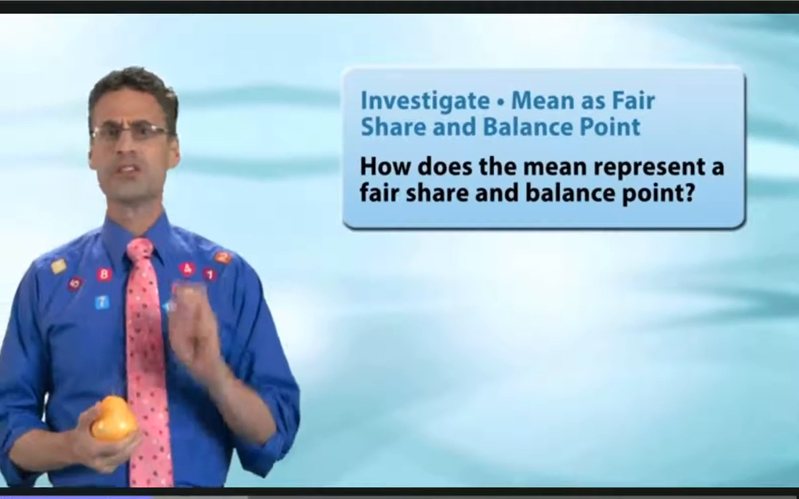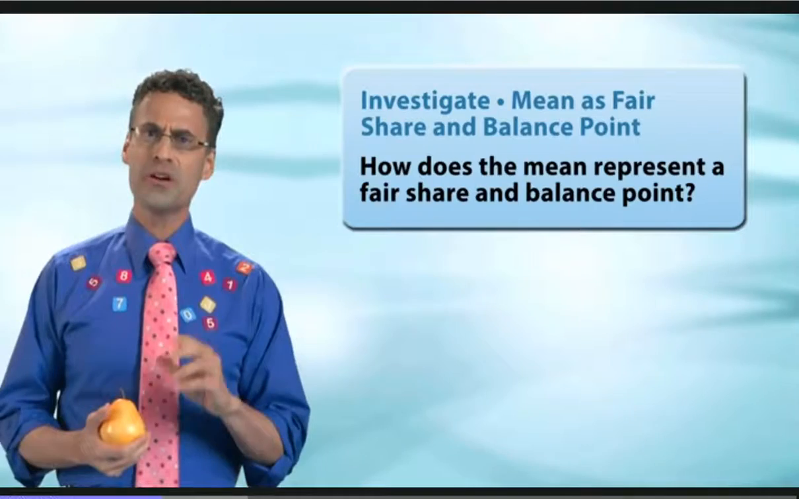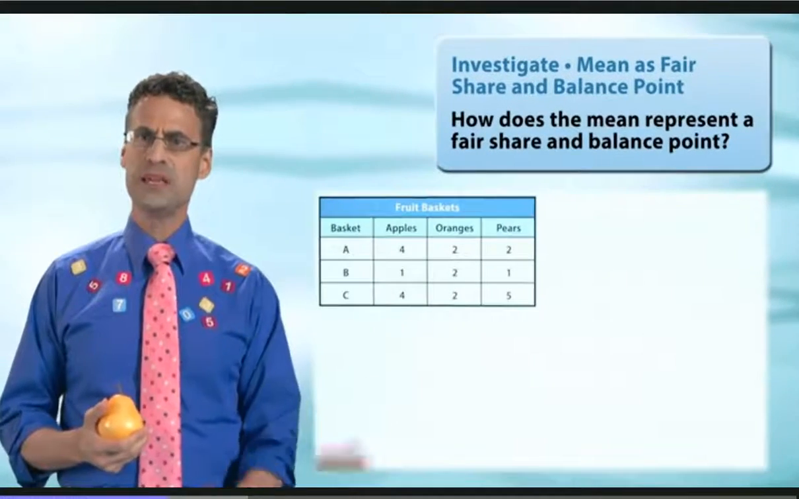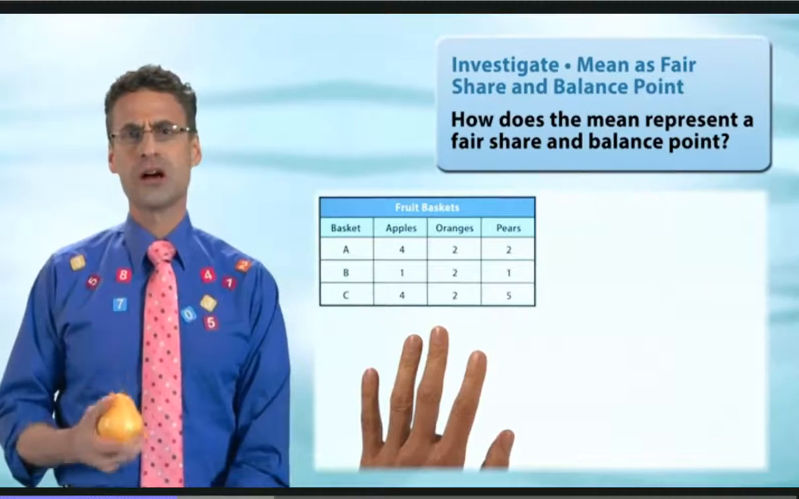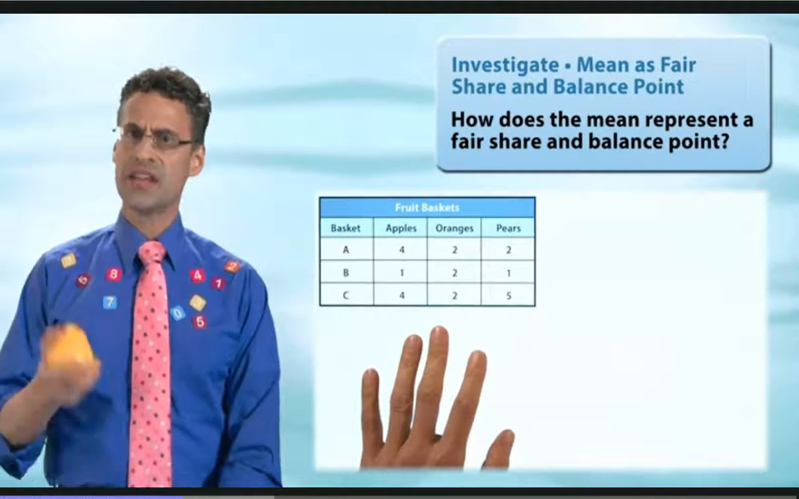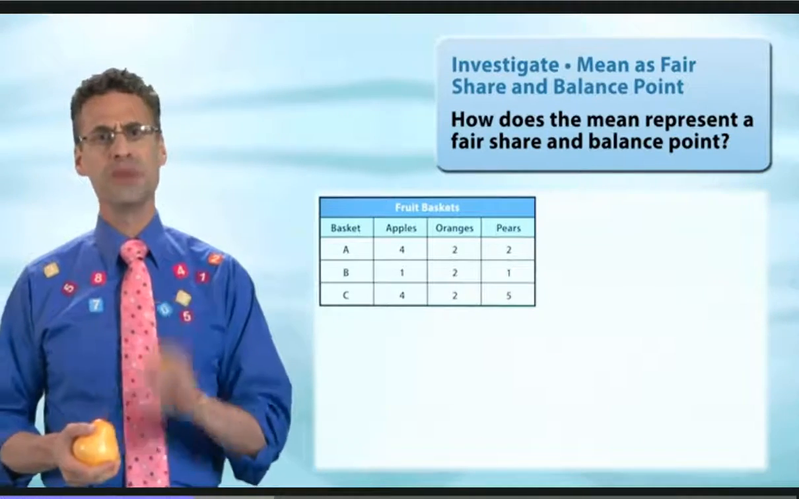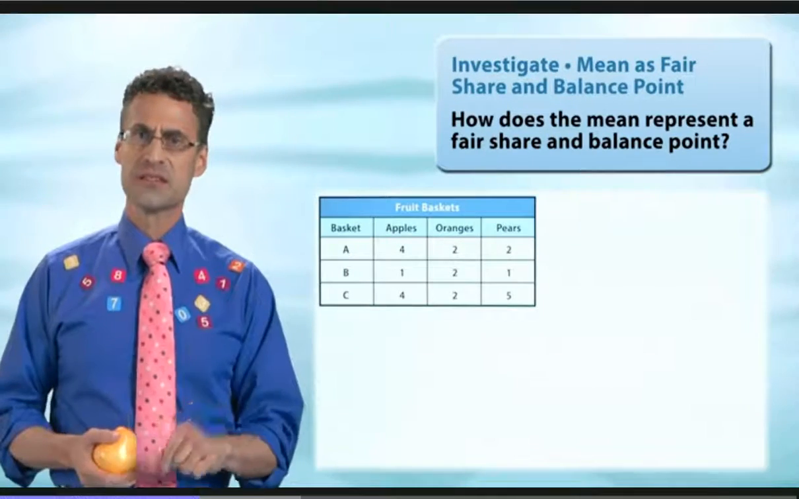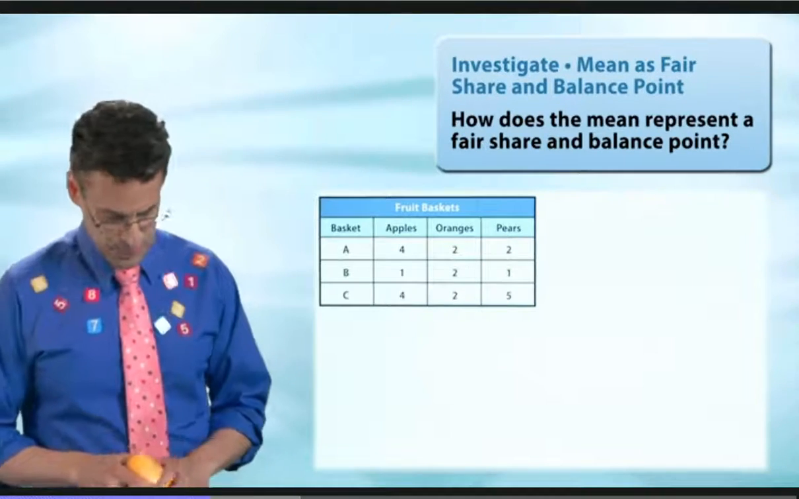Okay, I want us to use counters to find the mean of the number of pears in baskets B and C, given this table. And let's draw a dot plot of the data set. And then let's use our plot to explain why the mean we found is a balance point. Well, let's take a look and see.